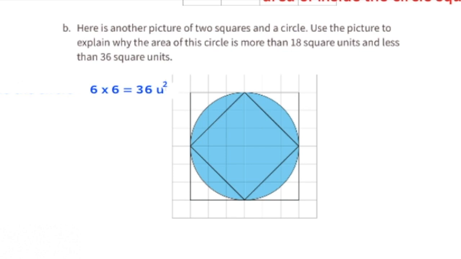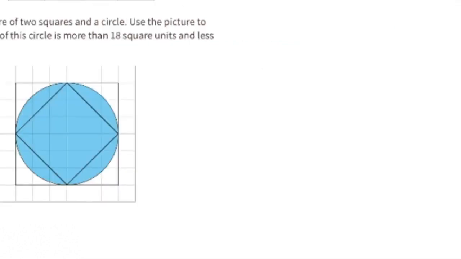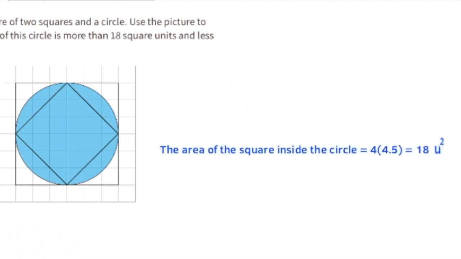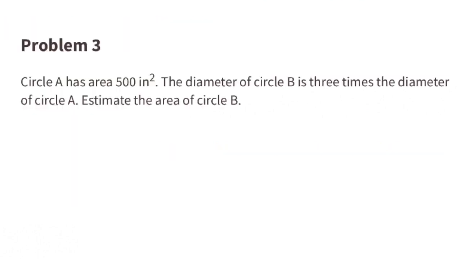Since the circle is smaller than the larger square, the circle is going to have an area that's less than 36 square units. Just like in diagram A, the area of the smaller square inside the circle is half the area of the larger square outside the circle. The area of the smaller square inside the circle is 18 square units. Since the circle's larger than the smaller square that's inside the circle, the area of the circle must be greater than 18 square units.